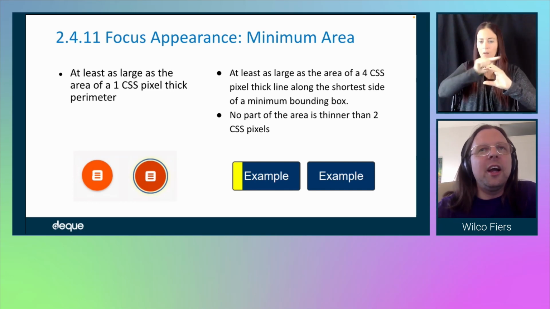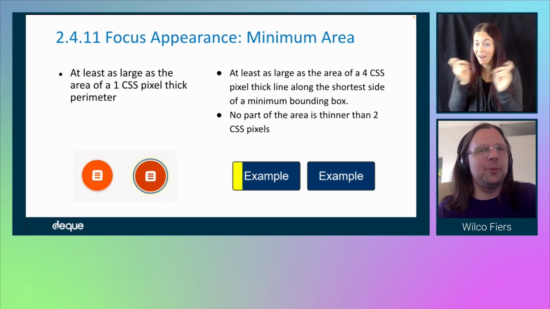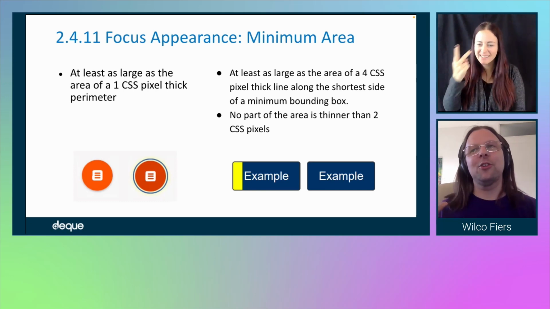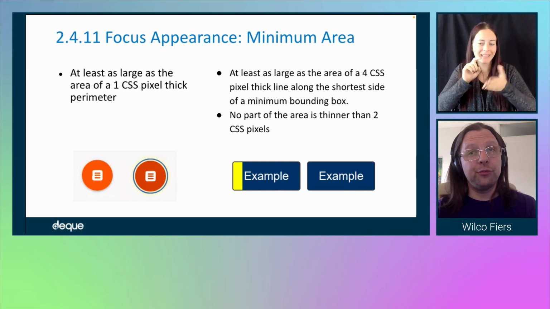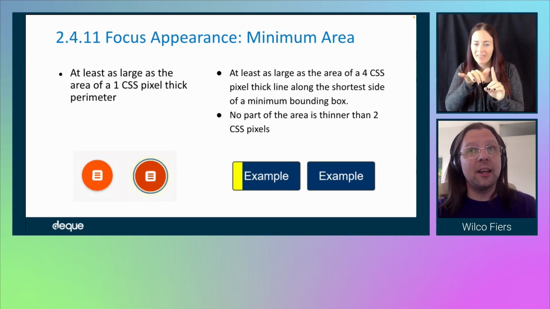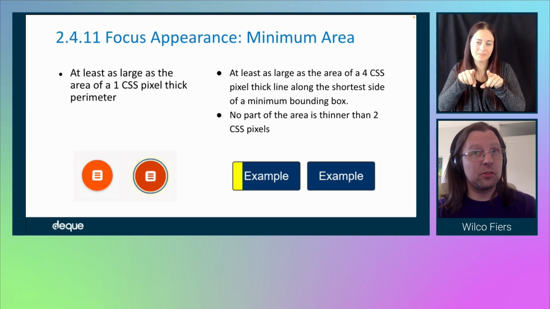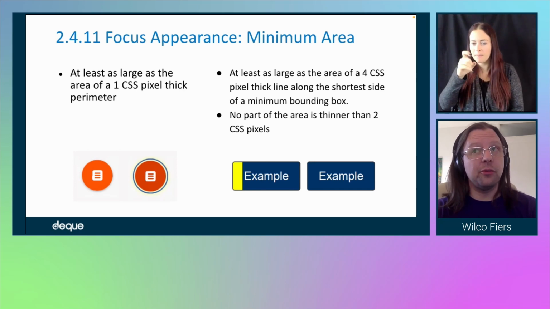Done. If you're gonna get more complicated, Deque loves to do this. If you're familiar with Deque products, you'll see wacky, interesting focus indicators all over the place. And that's where the second bullet comes in. The focus indicator needs to be at least as large as an area of 4 CSS pixels on the shortest side of the minimum bounding box.